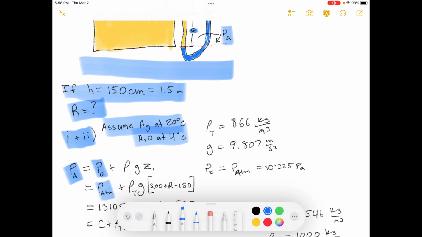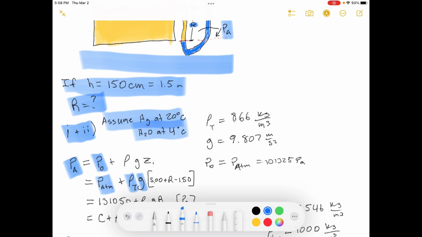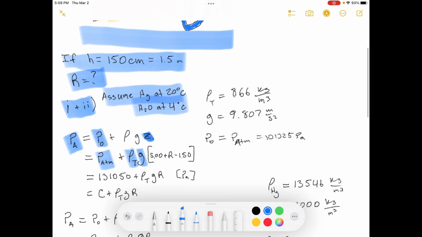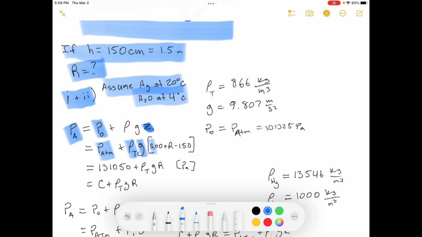plus the density of toluene times gravity. So we need Z, right, times Z. So Z in this case is equal to R, all of this height, R, plus 500 minus 150, which would be this distance, 500 minus 150. So we've got this whole distance right here, which is 500 minus 150 plus R, and times the density of toluene. All right, so that's what we've got right here.